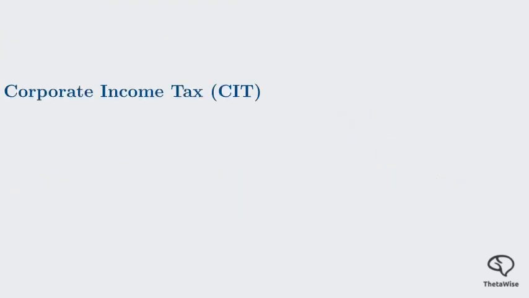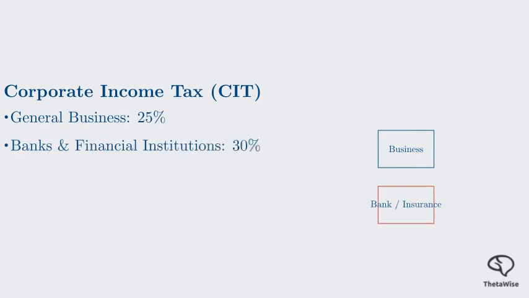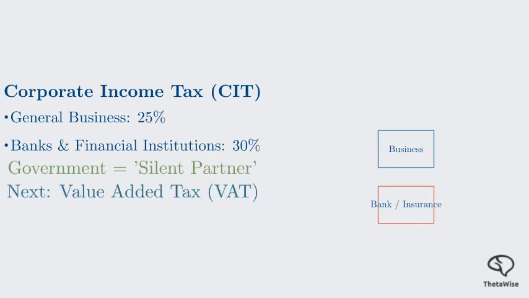For companies, the system is different. Most businesses pay a flat rate of 25% on their net profit. However, specific sectors like banking, insurance, and petroleum are taxed at a higher rate of 30%. Think of it this way: the government acts as a silent partner in every profitable venture, taking a share to reinvest in the nation. Next, let's look at the most common indirect tax you encounter every day: VAT.